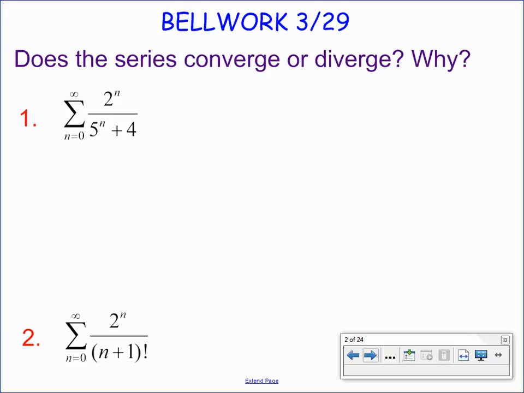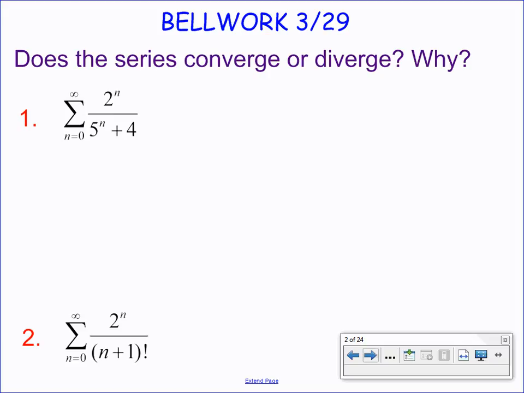So, what test did you use to show the convergence or divergence of this one? Marissa? I guess the direct comparison test. Great. And what did you compare it with? 2/5 all to the n. Absolutely. And so who else used direct comparison? Great. We see that this looks a lot like 2 to the n over 5 to the n.